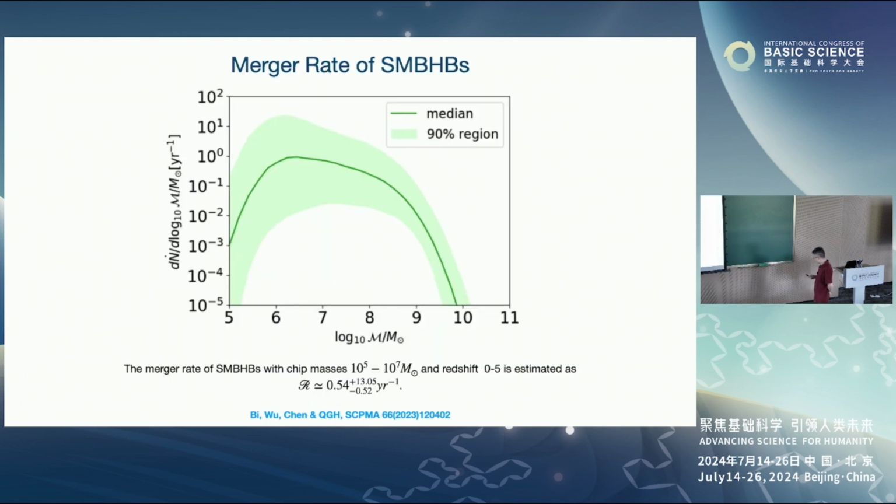Once we fix these parameters from NANOGrav, we can predict the merger rate of supermassive black hole binaries. We see that the merger rate of supermassive black hole binaries with total mass from 10^5 to 10^7 solar masses, and redshift from 0 to 5, is estimated as 0.5 per year.